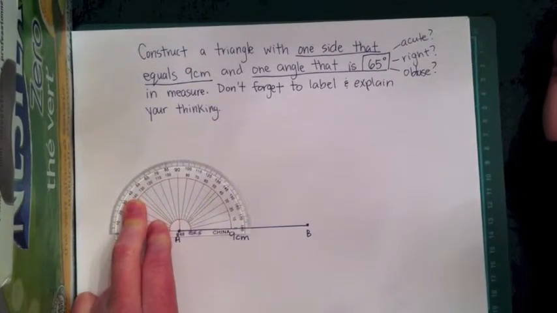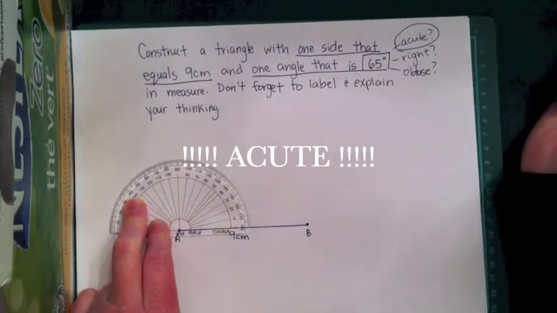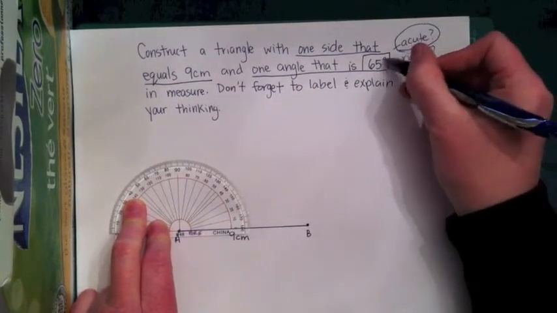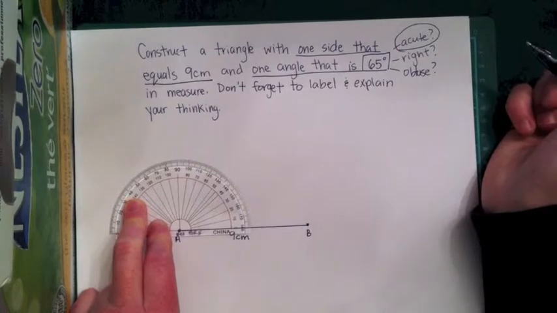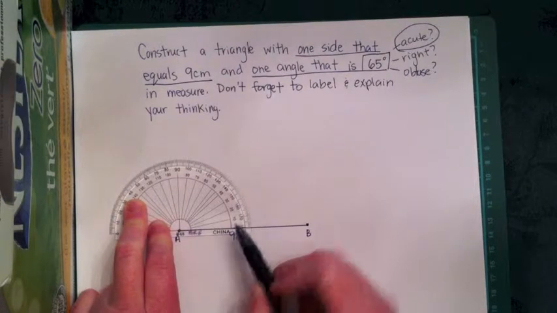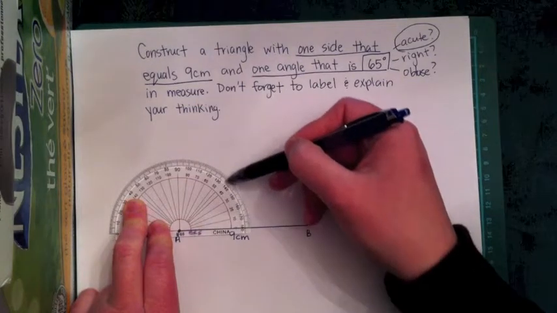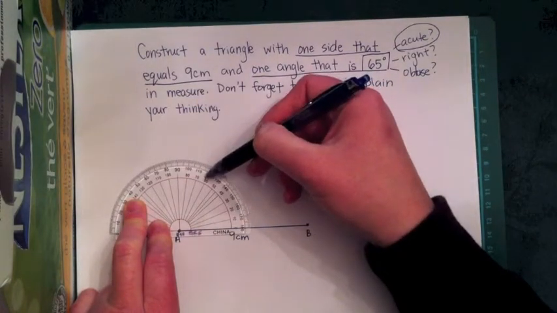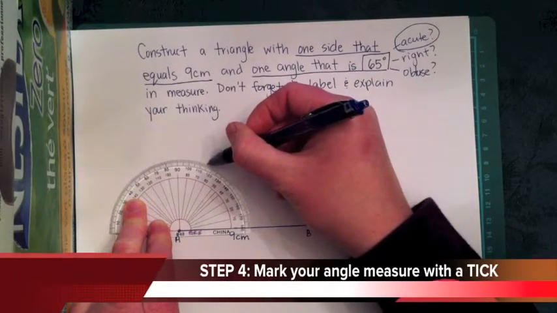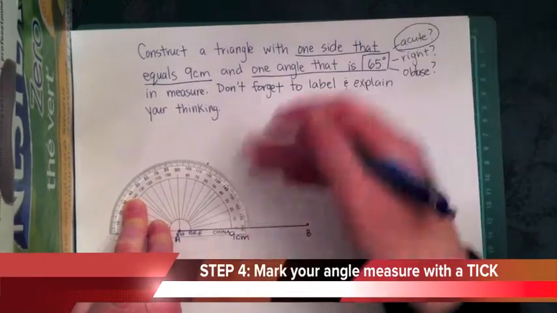And 65 degrees is less than 90, so I know that it is an acute angle. So when I go to measure this angle on my protractor, I know that I'm looking for 65, acute. So I'm going to follow the inside numbers on my protractor. So I'm going to go to 65. So 0 all the way up to 65. So there's 60, there's 70, and I'm going to go halfway in between. I'm going to make a tick right there. So I've made a mark where 65 degrees is.